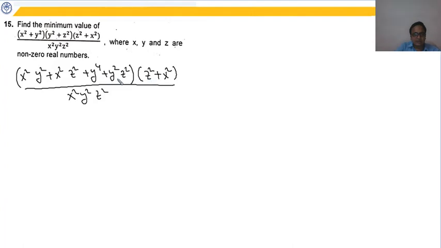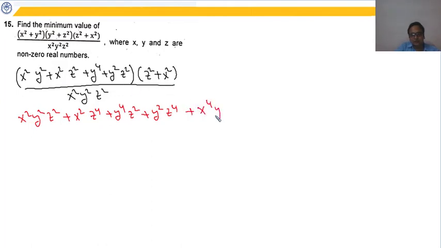Let's multiply by these two brackets. First we multiply by z square, then by x square. So we get x square y square z square plus x square z⁴ plus y⁴ z square plus y square z⁴. We multiplied by z square all the four terms. Then multiplied by x square.